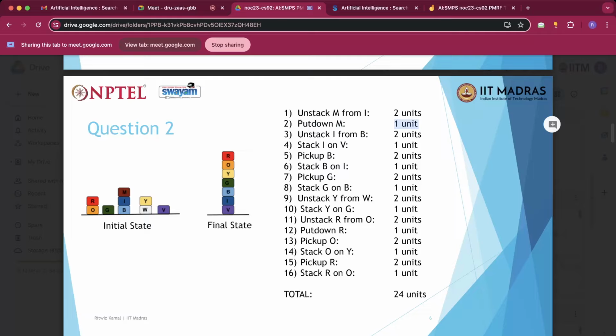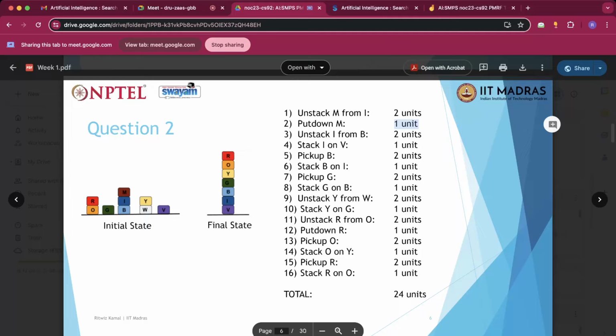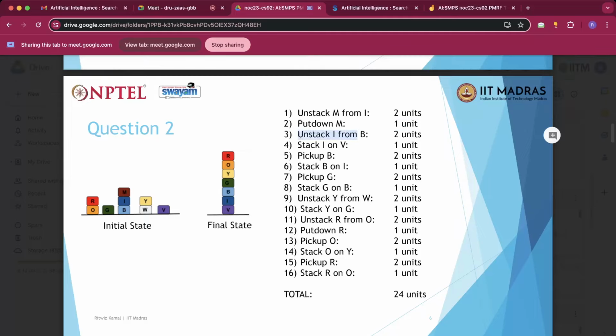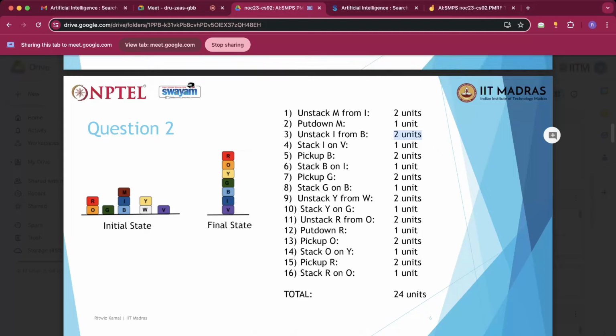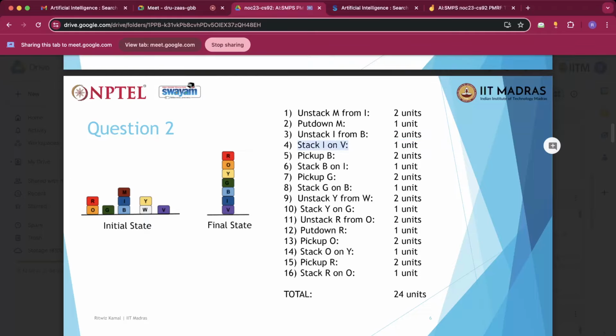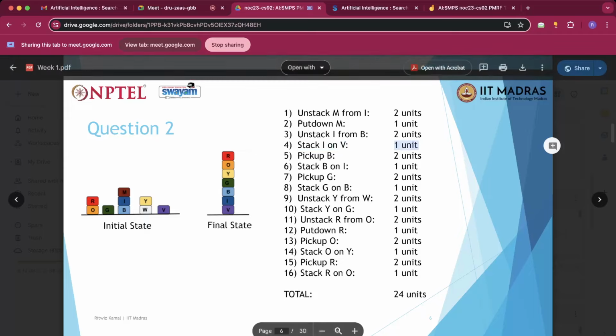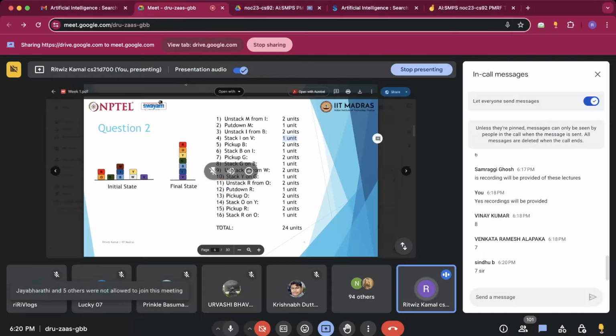Now the robot's hand is free. Now it will unstack I from B. This is the third action that it will take, and this will take 2 units. Once it has unstacked I from top of B, it has I in its hand, right? Next it will place it on top of V. So it will stack I on V. Remember, stacking on top of another box, not putting down on the table. This will take 1 unit of time. Now we have V and I. Is there any doubt?